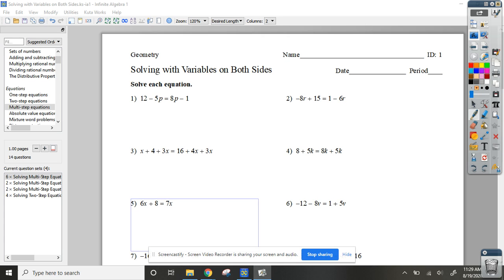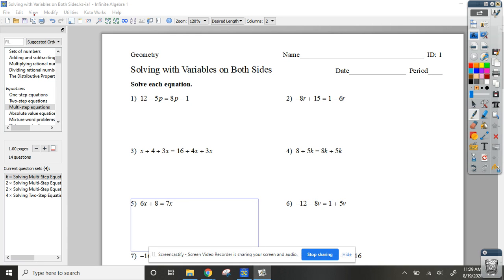Today, we will be solving equations that have variables on both sides of the equation or the equal sign. This is your assignment that you will be doing on Edulastic. So if you'll grab a piece of paper, I'm going to go over the first four with you so you can use that scrap paper on your Edulastic.